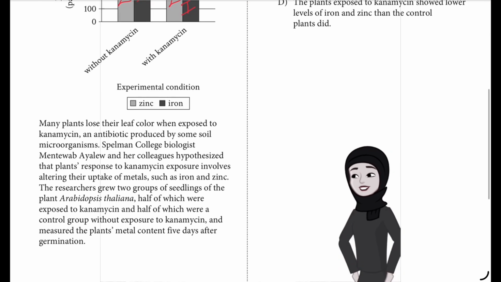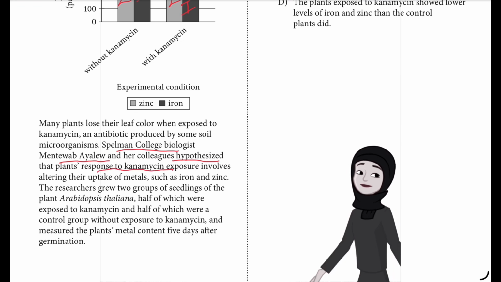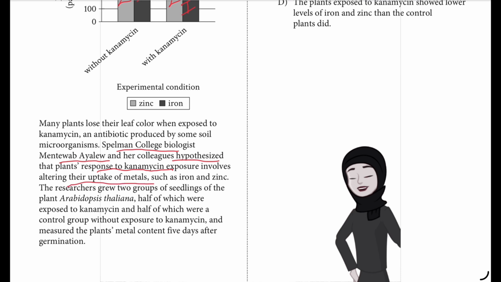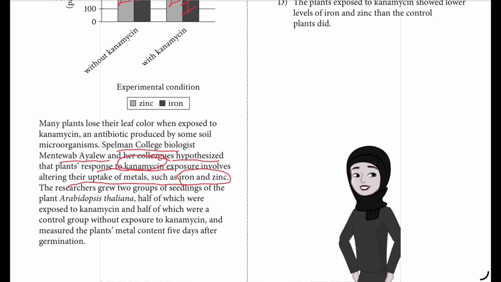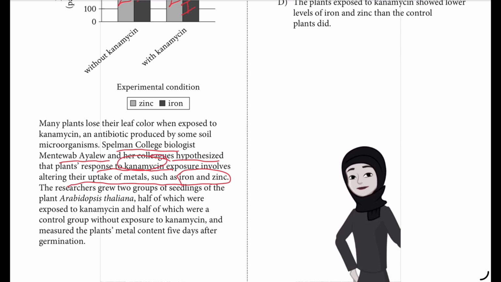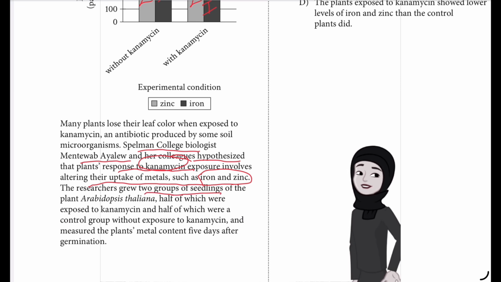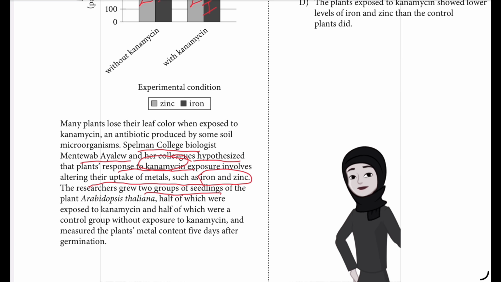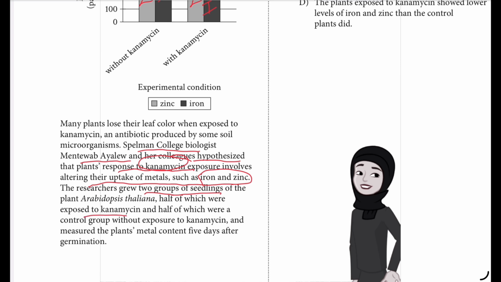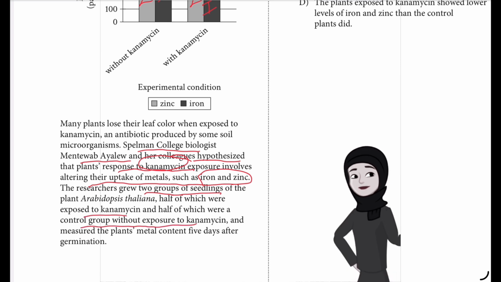So in question number 13, Mentewab Ayalew and colleagues have hypothesized that plants' response to kanamycin exposure involves altering their uptake of metals such as iron and zinc. So if the plant is exposed to kanamycin, it alters their uptake of metals such as iron and zinc. And then they conducted an experiment. They grew two groups of seedlings of a plant, Arabidopsis thaliana, and half were exposed to kanamycin and half were in the control group without exposure to kanamycin. And then they measured the plant's metal content 5 days after germination.